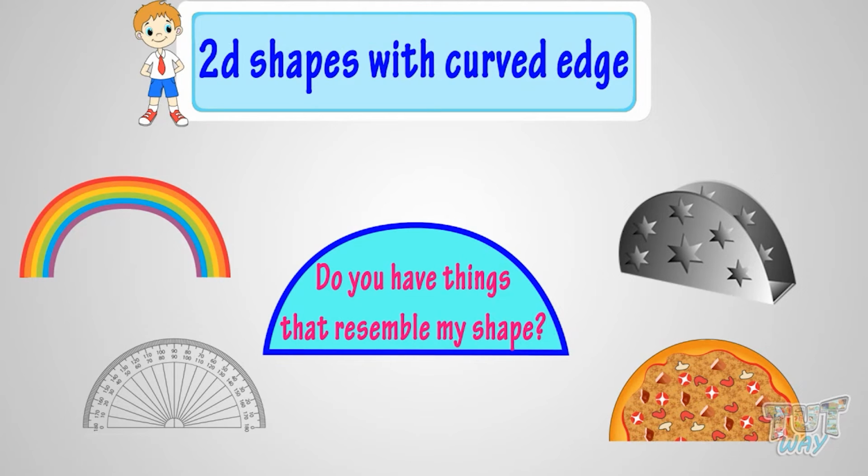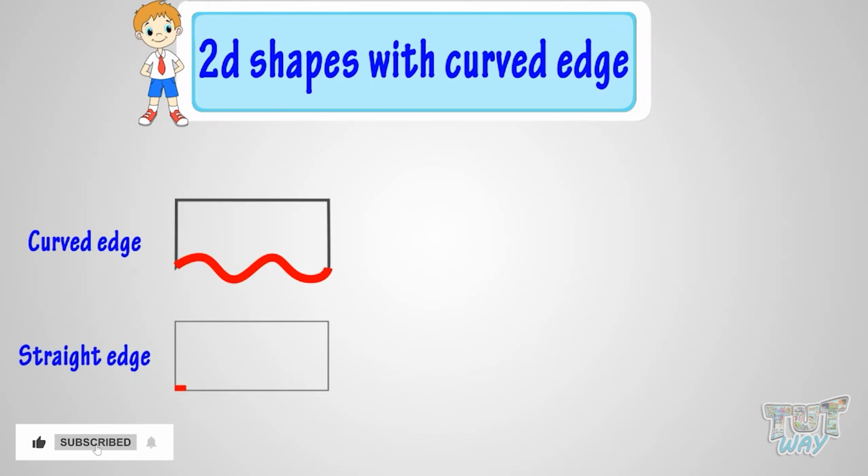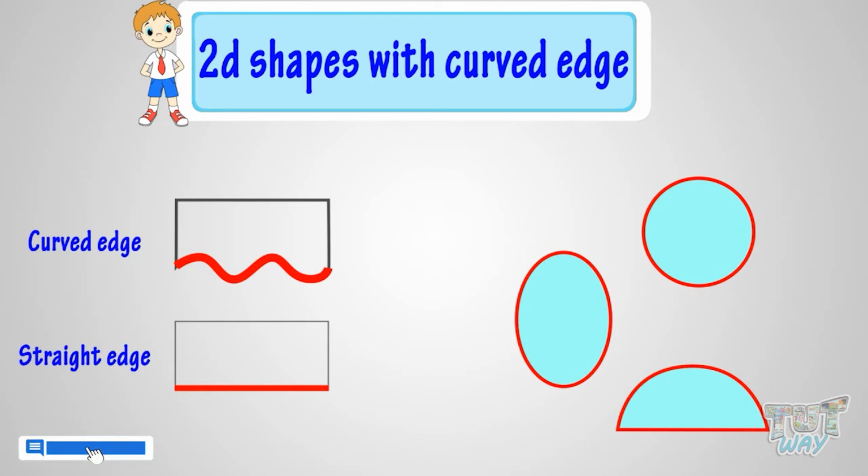Good. So what have we learned? We have learned that curved edge is an edge other than a straight edge. And circle, oval, and semicircle are a few examples of 2D shapes with a curved edge, as they have at least one curved edge. Very good!